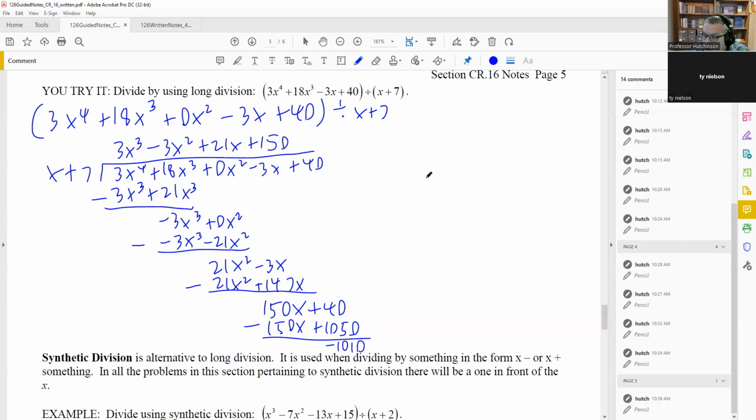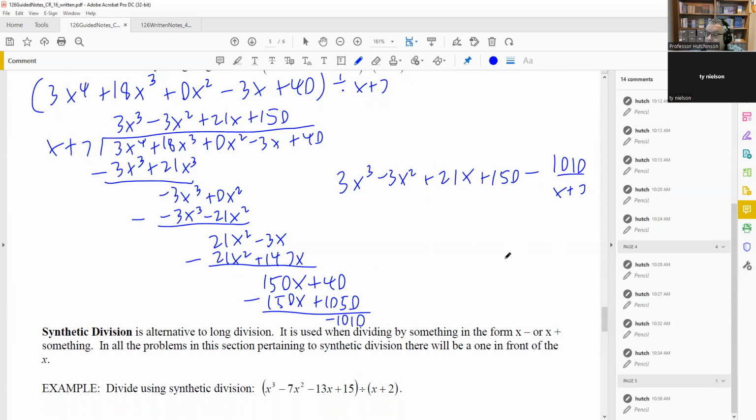as the remainder there. So you're going to have 3x cubed minus 3x squared plus 21x plus 150 minus 1010 over x plus 7. And so that's now going to be the answer on that one. So the main thing is, don't forget to put the placekeeper in. That's the most important thing when you have that.